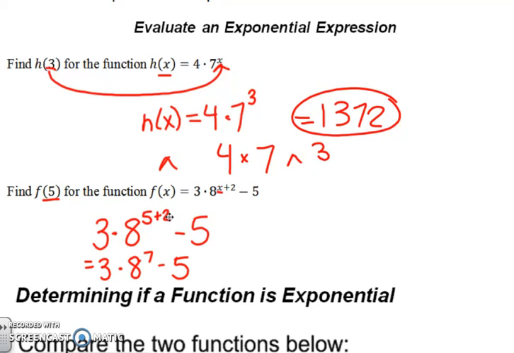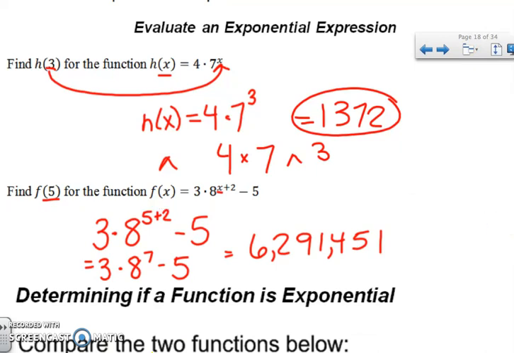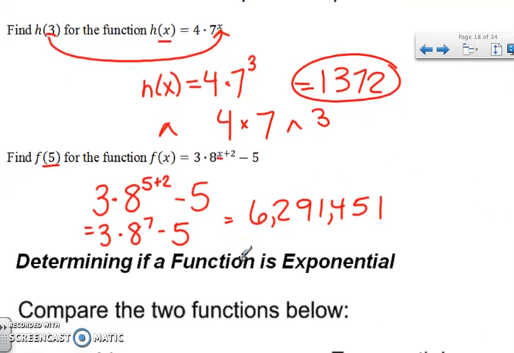So you would type that in the calculator, 3 times 8, raise it to the 7. You're going to have to hit the arrow to go down on the same level and then subtract 5. So you should get 629,1,451. Okay, so if you did not get that, again, raise your hand so I can show you how to type that into the calculator. All right, so that's how you evaluate an exponential function.